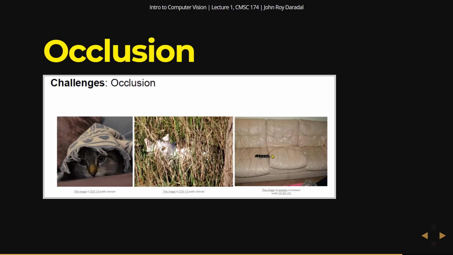So if the object is hidden, of course the computer would find it very difficult to detect that there is a cat there, because it cannot clearly see that this one is a cat, this one is a cat, because of the other objects that surround it, and that possibly hinder its ability to see the actual object itself.